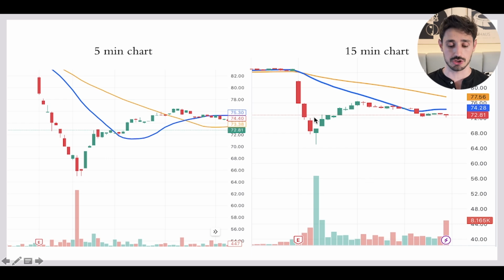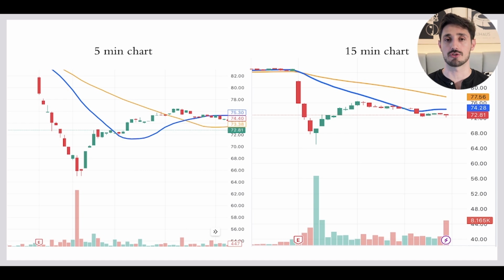Do we have the extension? Well, price is right here, the 20 MA is right here. We absolutely have extension. What about in this case? Prices are down here and the 20 MA is down here. In this case, we absolutely have extension. I really want to emphasize that it's going to be difficult to find perfect textbook setups in the markets.